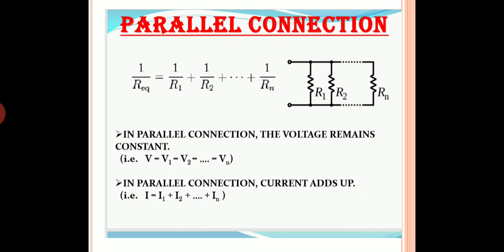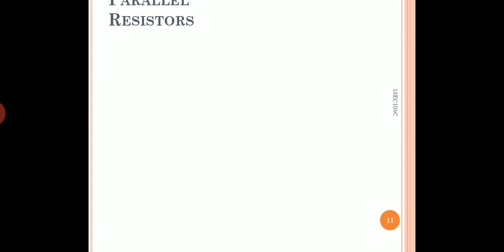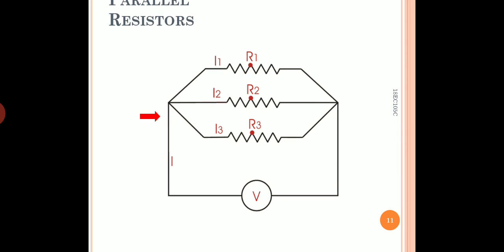In parallel connection, the voltage remains constant. What happens in series? It is the current that remains constant. Here it is the voltage that remains constant. And in parallel connections, the total current adds up. That we should remember. Above there is an expression for equivalent resistance. We'll see further, and then we'll also derive that particular equation. So this is the resistors in parallel connection.